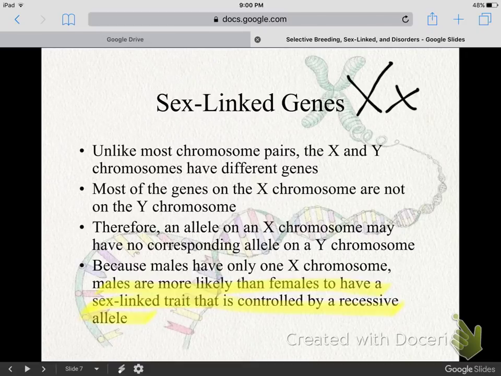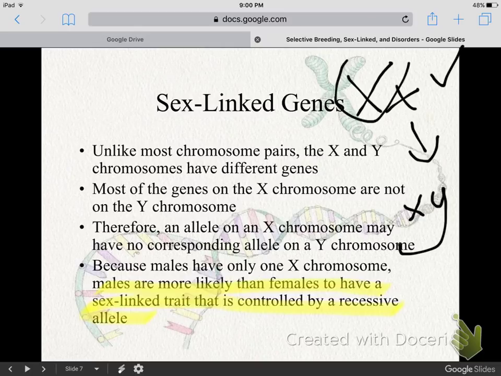If the female has a capital X, it's still good. It's not getting it, right? But if that little x is given to the male, he doesn't have this dominant X to counteract it, so the male is going to get that trait.